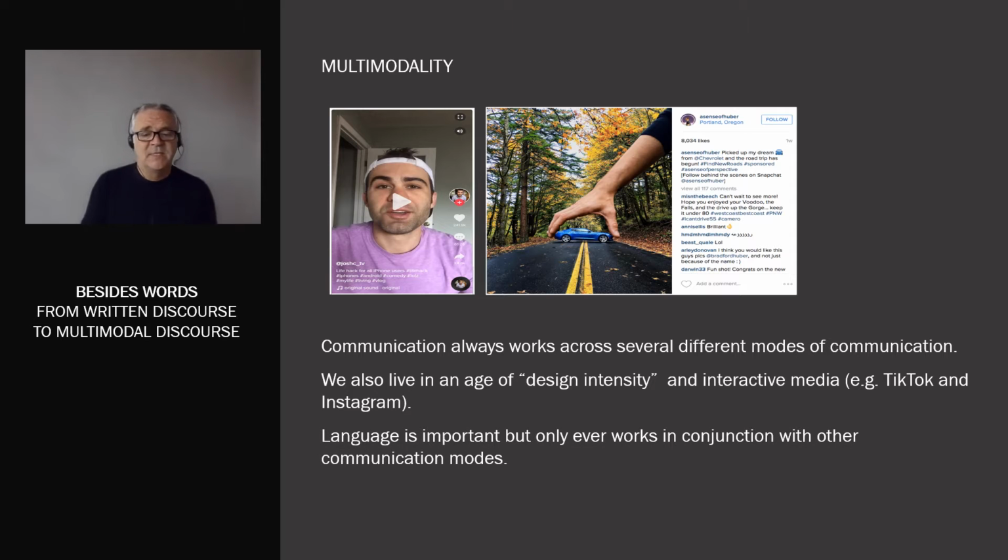So while language is clearly hugely important, and it's one of our most sophisticated modes or channels for expressing complex abstract ideas, it only ever works in conjunction with other modes of communication. Hence, multimodality, multiple modes of communication happening together at one time. As I say, sometimes the words are more important for meaning, at other times less important.